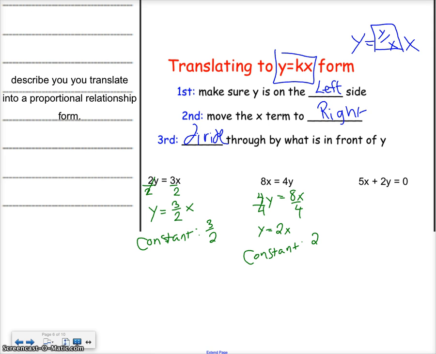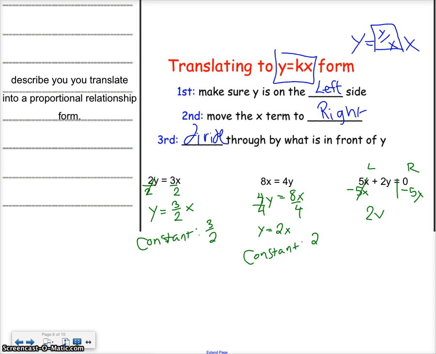Okay, last one. Just follow steps 1, 2, 3. Step 1, is y on the left-hand side? Yeah, it is. Left side of the equal sign, right side of the equal sign. Yes, it is. Okay, let's move to x, step 2. Get the x to the right side. So I need to move this x to the other side of the equal sign. This is a positive 5x. How do you get rid of a positive? I subtract 5x from both sides, maintaining that balance. That cancels it out.